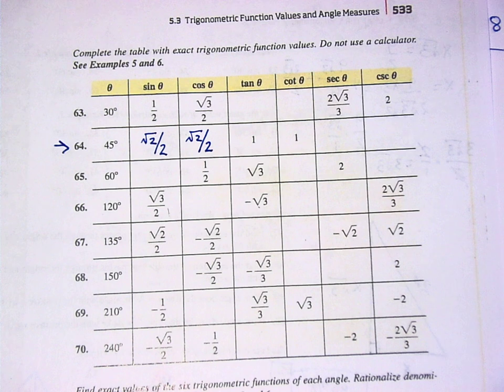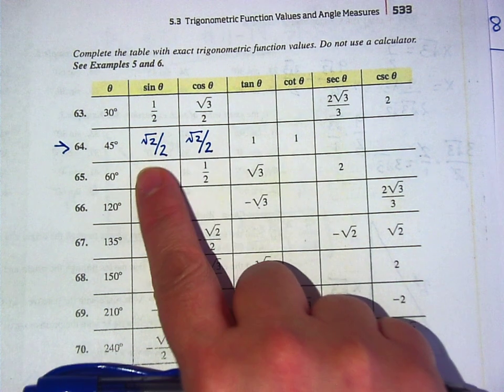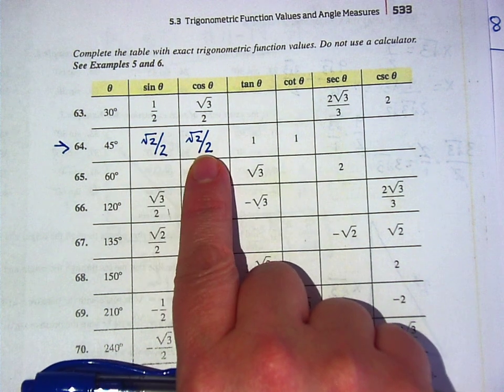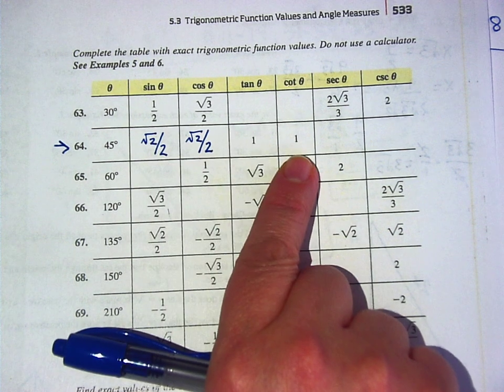Why is tangent of 45 equal to 1? Ryan. Because they're the same thing, when you divide, tangent equals sine over cosine. Exactly. So if I take this thing and I divide by that thing, even if it's a mess of an equation, it's the same thing over the same thing, which is 1. Same thing with cosine over sine.